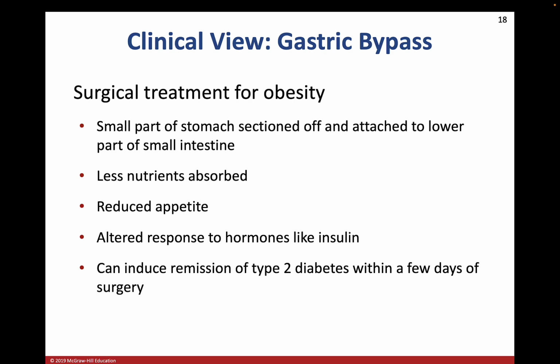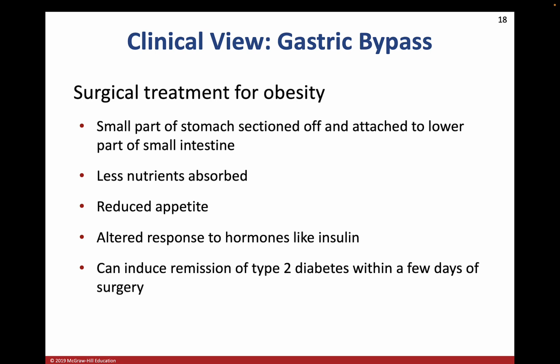Now, there are a number of clinical situations that are tied into the stomach. One is gastric bypass. Originally, this was thought of to be an elective procedure and not covered by insurance companies. This is an effective surgical treatment for obesity. And when I'm talking about obesity, usually we will see morbid obesity. In this procedure, a small part of the stomach is sectioned off and is attached to the lower part of the small intestine. This results in a decrease in the number of nutrients absorbed, a reduction in appetite, and an altered response to hormones like insulin.